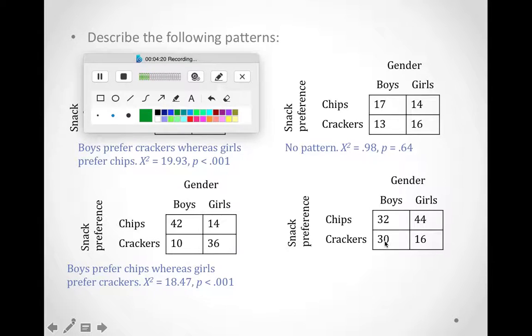Boys 32 to 30, girls 44 to 16. So we're seeing a great difference between snack preference in girls, but we're not seeing any difference with boys. Let's see what this p-value comes out to. Girls prefer chips, whereas boys have no preference. That's a great way of describing what this data is saying. No preference here, 32 to 30, not that great, but girls obviously prefer chips. There's a pretty large difference between those numbers, confirmed by our p-value of 0.013 being significantly different, and also being a significant p-value of less than 0.05.